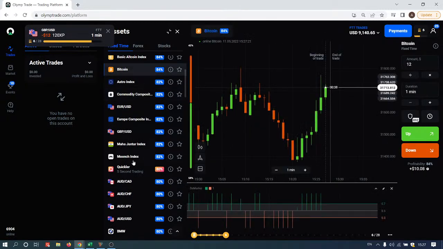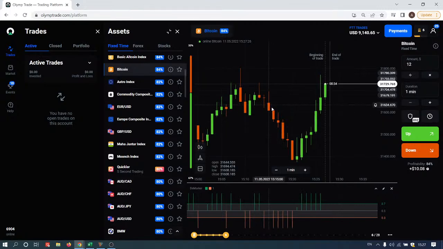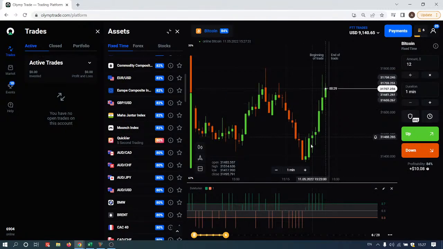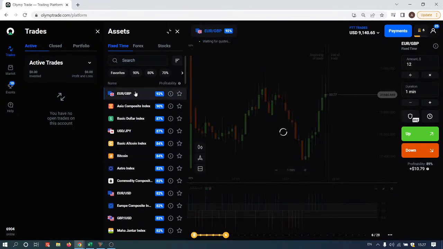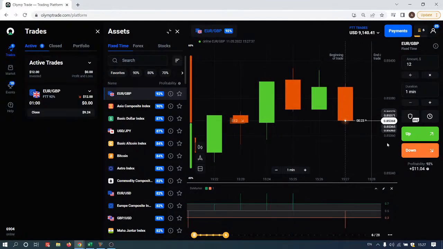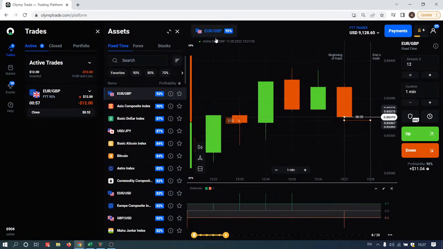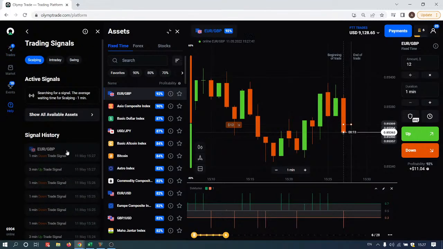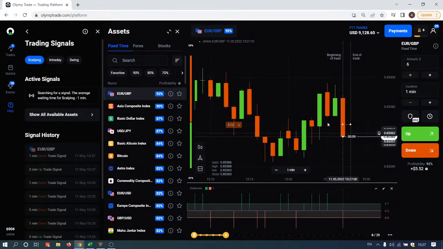I think I've just chosen the right asset, guys. I've stayed with the GBP USD, and I can see that on Bitcoin I could have made so many profitable trades. Sometimes you're just not on the right asset. I will try to use the Euro GBP for now and open a few trades here. I will also switch to trading signals, and now in the beginning of the candlestick I will use these trading signals as well.